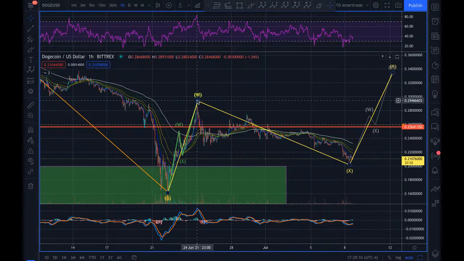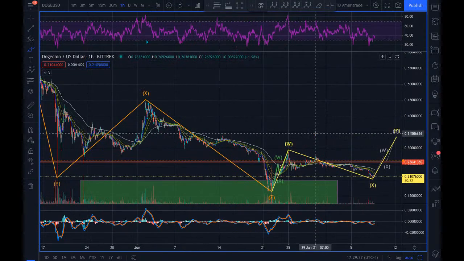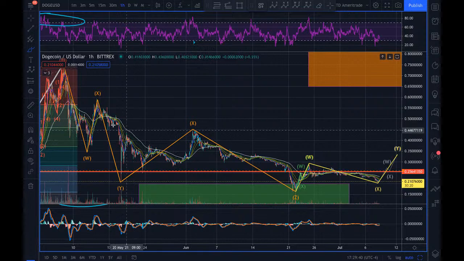So 3 waves going up is not impulsive. So this is not a new bull market. Also, a bull market you could consider is above this white line. We popped above the white line briefly, but we're back under the white line. So we're in a bear market still, definitely. In a bear market. So all the time we're below that white line.